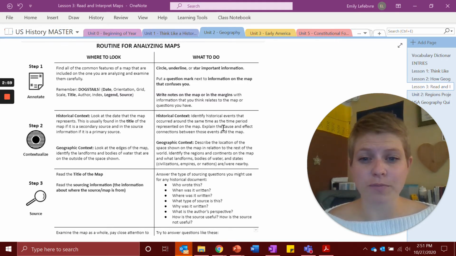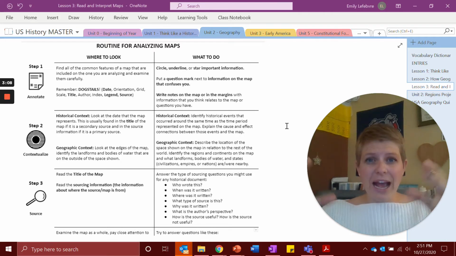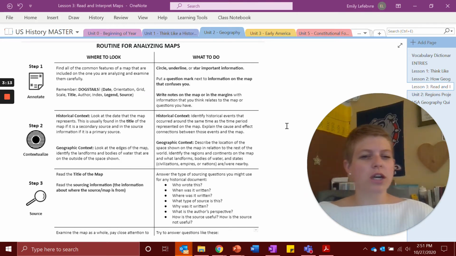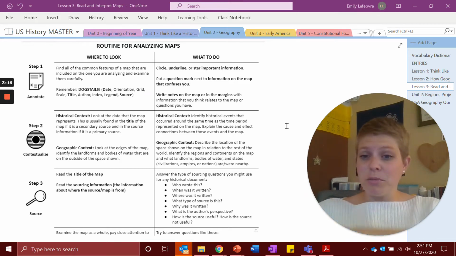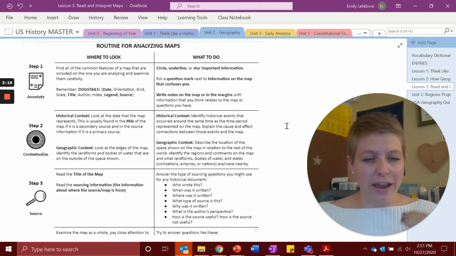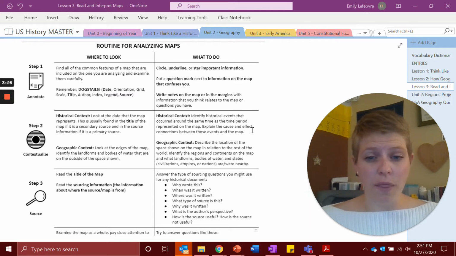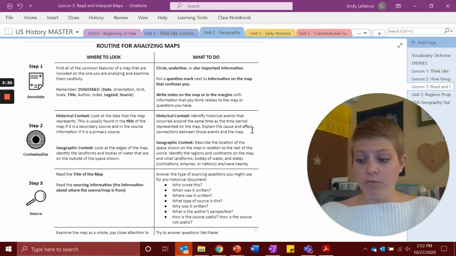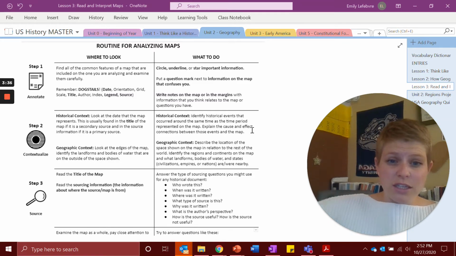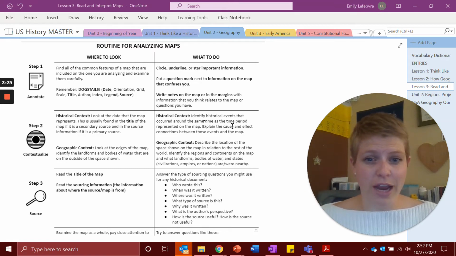What to do for step 2. Identify the historical events that occurred around the same time as the time period represented on the map, right? You're probably looking at a map that has to do with the time period you're studying in class, usually. Unless you're far into the future and looking at stuff from the past, or like me, someone who studies all of history, I look at stuff and I have to remember what happened. But explain the cause and effect connections between those events and the things that are on the map. Right? If you're studying the 13 colonies of America, only part of America is going to be on that map because the other part isn't actually part of the country yet. So think about what's happening in history at the same time.